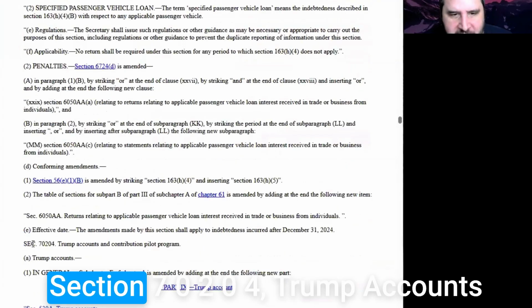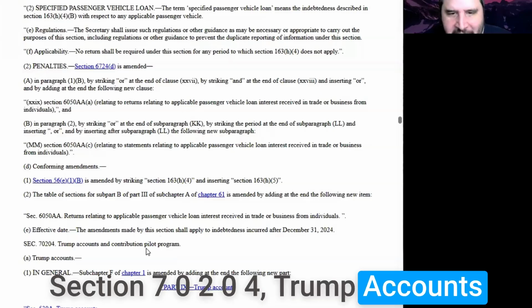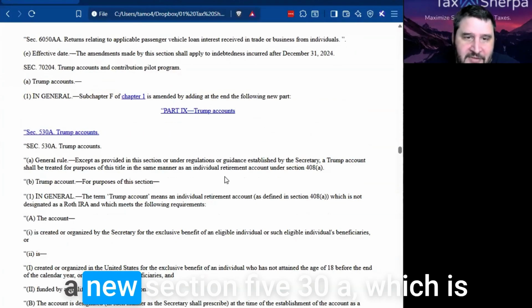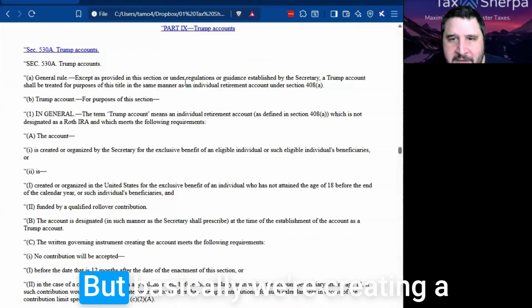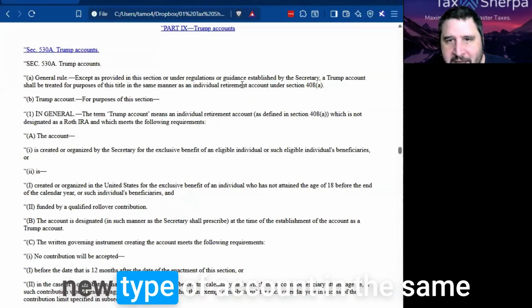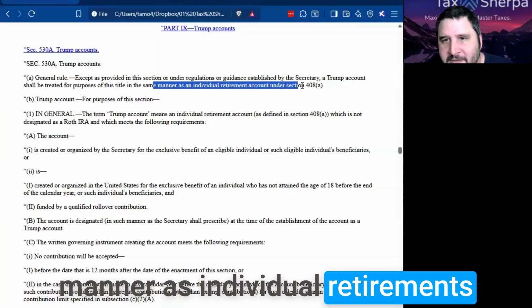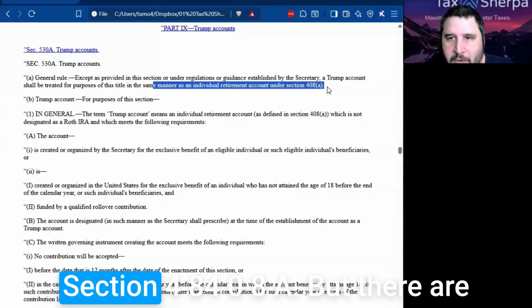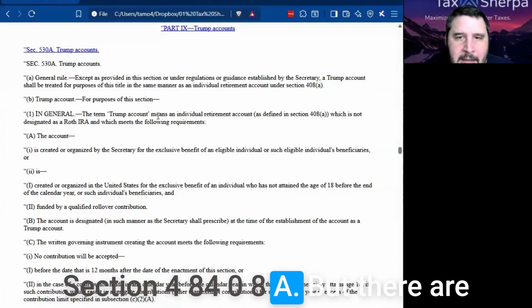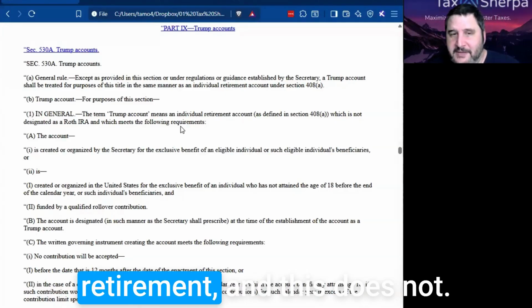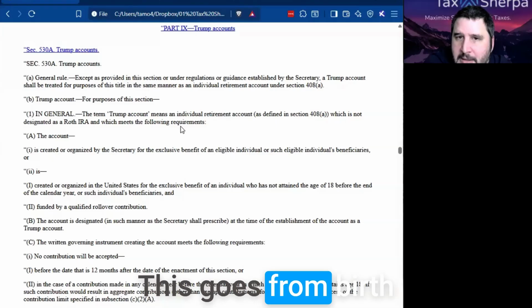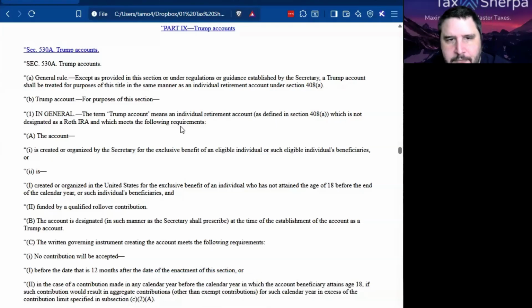Let's see. We got HR1 here. This is part 9, section 70204, Trump accounts and contribution. They're creating a new section 530A, which is what they're talking about here. But basically, we're creating a new type of account in the same manner as an individual retirement account under section 408A. But there are certain exemptions to that because retirement obviously applies to retirement, and this does not. This goes from birth through 18, basically.